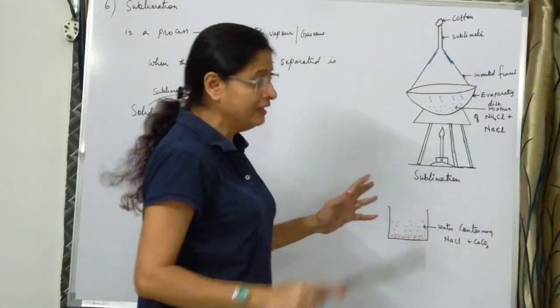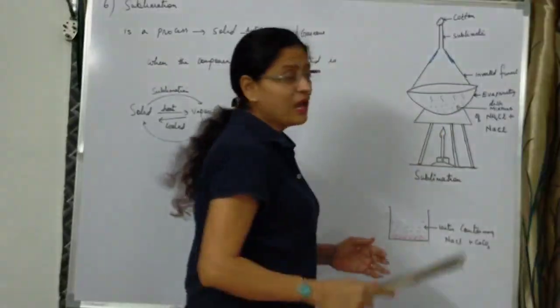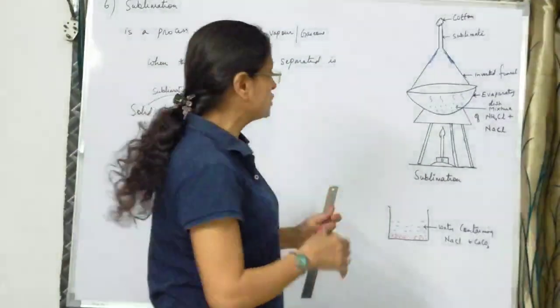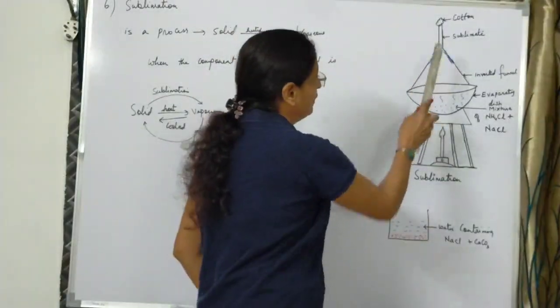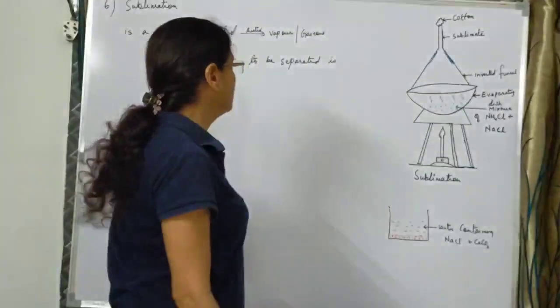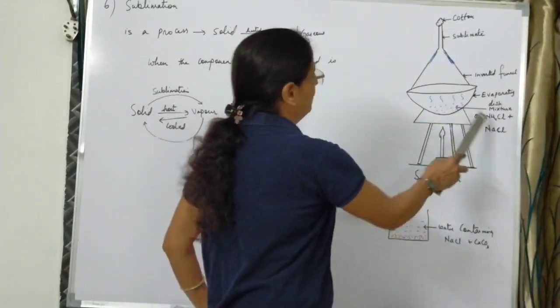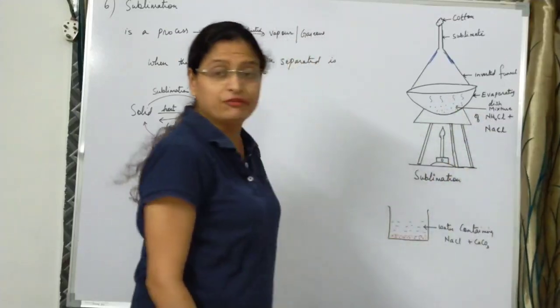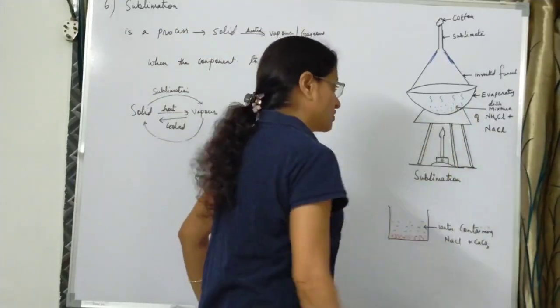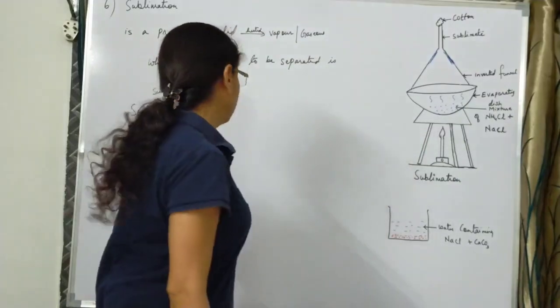On this particular portion we get our solid back, and once this whole process has been done, you just take off this funnel and with the help of a knife or a spatula you can scrape off this solid from here. So we get our solid, that is ammonium chloride, back over here, and the common salt remains in this porcelain dish. So this is how sublimation can be done.